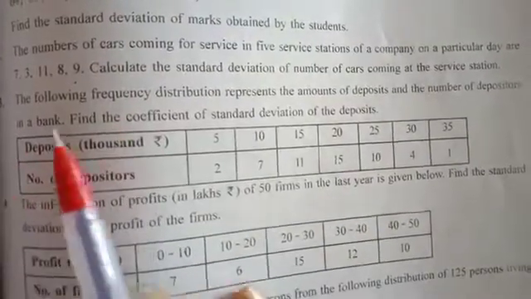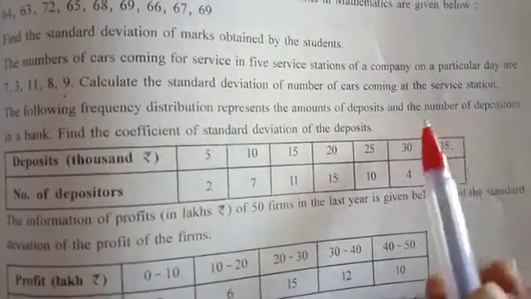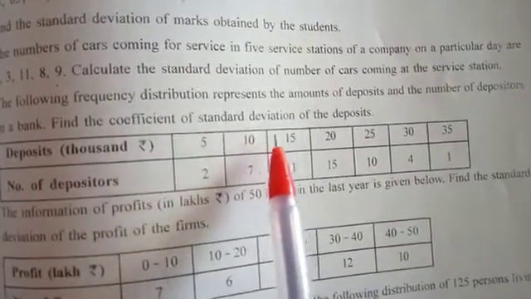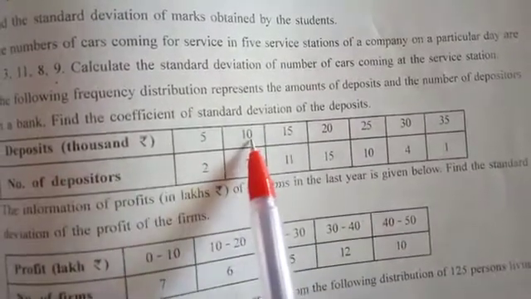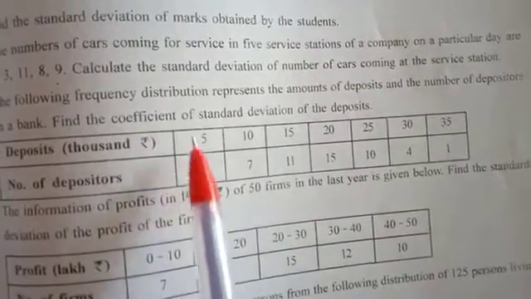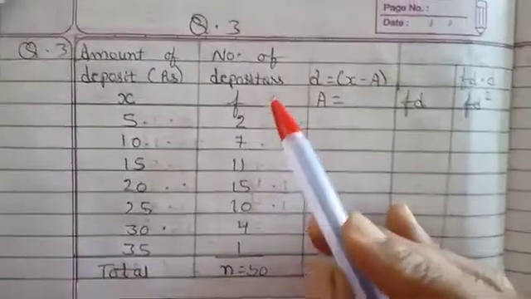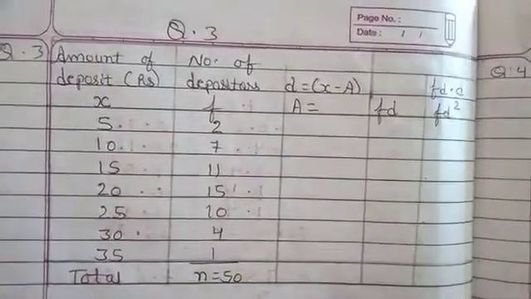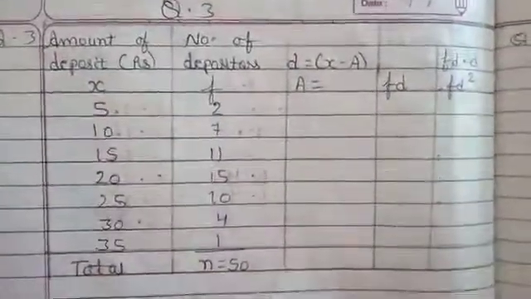Now third question: the following frequency distribution represents the amount of deposits and the number of depositors in a bank. Find the coefficient of standard deviation of the deposits. Deposit in 1000 rupees is given to you, and number of depositors, that is your F, is given to you. As you can see, it is a discrete frequency distribution. Now, as in question number 3, group 2 data is there, so we have to prepare 5 columns, and here we are using the shortcut formula. You can use the direct method also.